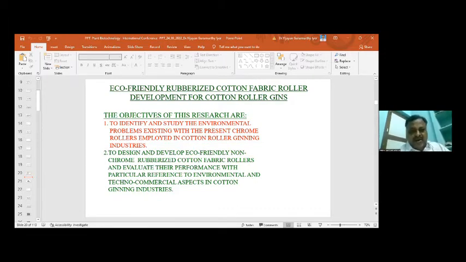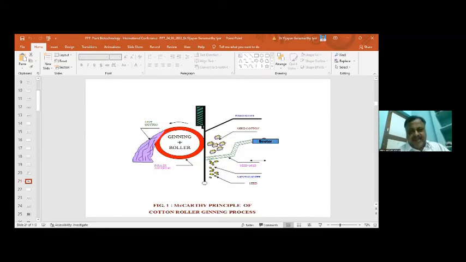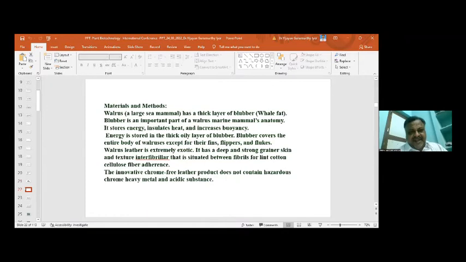So the investigation is to identify and study the environmental problems existing with the present chrome rollers which are employed in cotton roller ginning industries, and to design new rubberized eco-friendly roller gins. This is the process of how roller ginning takes place, pulling the fiber and removing the seed from the seed cotton. As for materials, earlier walrus blubber was used, and in the USDA, United States Department of Agriculture, Gillham has done extensive work on the properties of gin roller covering materials for cotton roller gins.